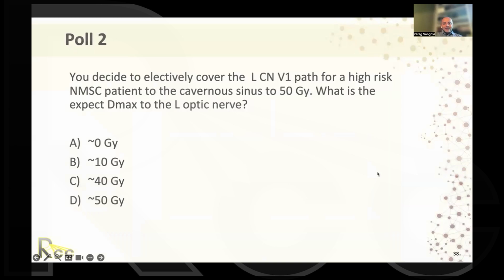So I wanted to ask a question. You've seen some pictures of contouring cranial nerve 1. And so now you're going to contour this for a patient for a high-risk non-melanoma skin cancer, and you decide that you're going to trace this to the cavernous sinus to 50 gray. As you look at these pictures, what do you expect the Dmax to be to that optic nerve?